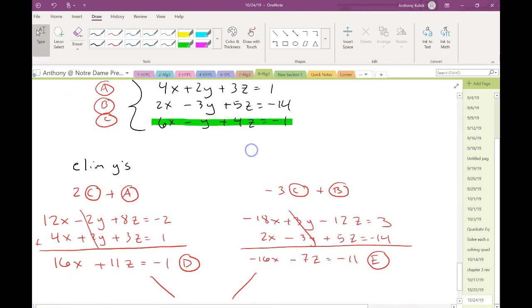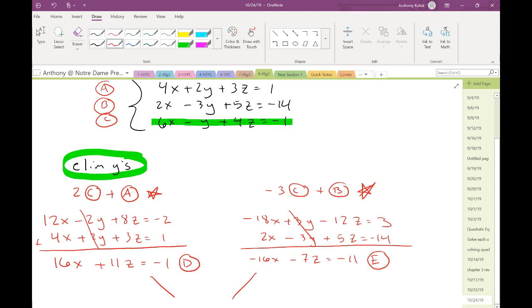The important piece that I want to clarify is that during this step, we eliminated the same variable each time. So I eliminated the y's when I did this, and I also eliminated y's when I did that. You must eliminate the same variable in each of these 2 eliminations on the first step. It will not work if you eliminate x's with one and then y's with the other. That is not going to be helpful. You have to do the same variable. Is everybody okay with that idea?